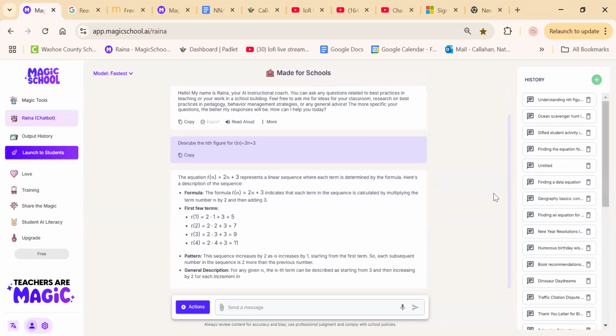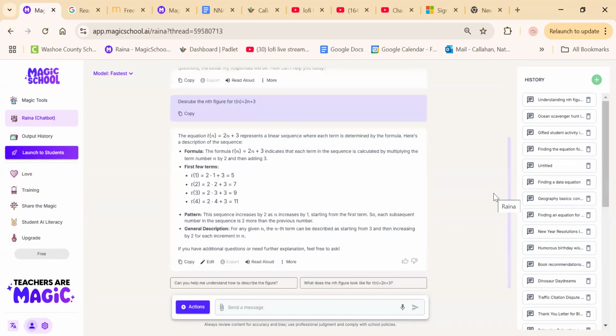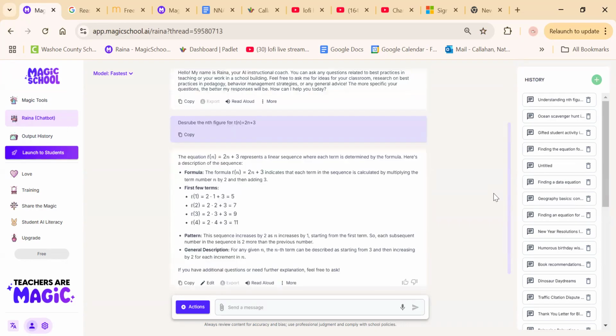And so what it says is the equation represents a linear sequence, where each term is defined by a formula. N is the figure, right? And then t of n is the total number of tiles. So for any given figure, the nth term can be described as starting from 3, and then increasing 2 for each increment in n. So that's actually a pretty good description. Does that make sense?